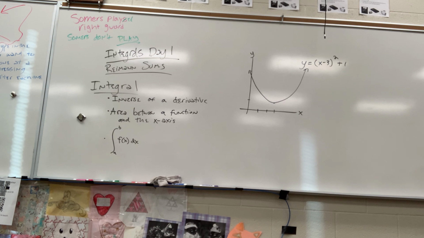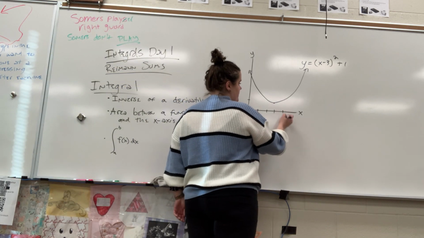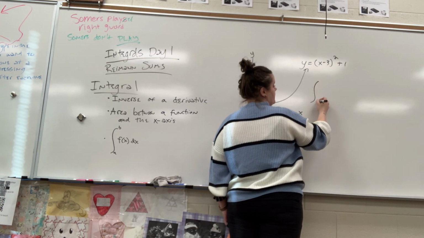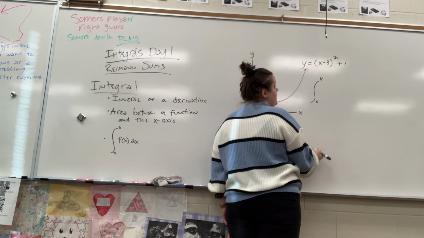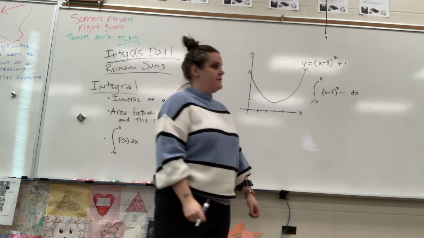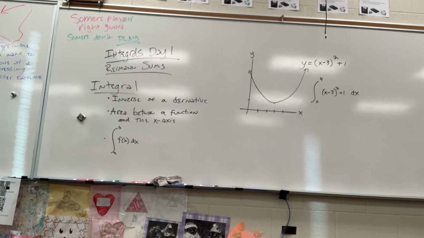So this represents the derivative of something, and I want to know how far this object traveled from 0 to 4 seconds, whatever. To find that, I'd have to find the area. So first let's write the notation of that. The notation would be the integral from 0 to 4 of (x minus 3) squared plus 1 dx. That's saying I want to find the area between that parabola and the x-axis from 0 to 4.